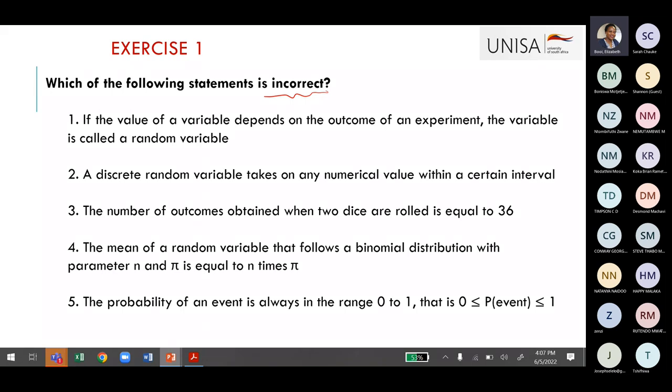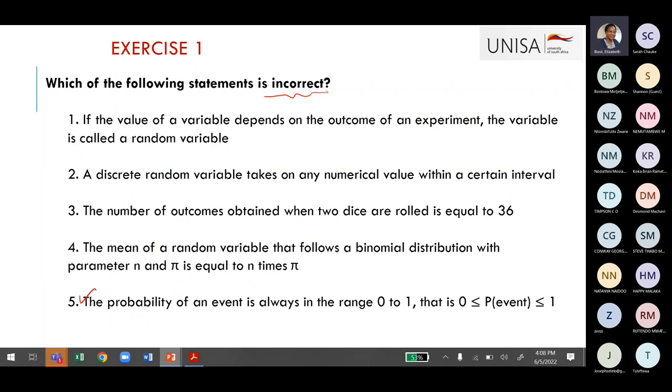Okay, we're going to do this together, but I'm going to direct you in terms of which statement we're going to answer first. We can start from the bottom and go up, because I think the bottom is easier. The probability of an event is always in the range between 0 and 1. Is that correct or incorrect? Correct. That is true, because we know that the probability lies between 0 and 1.